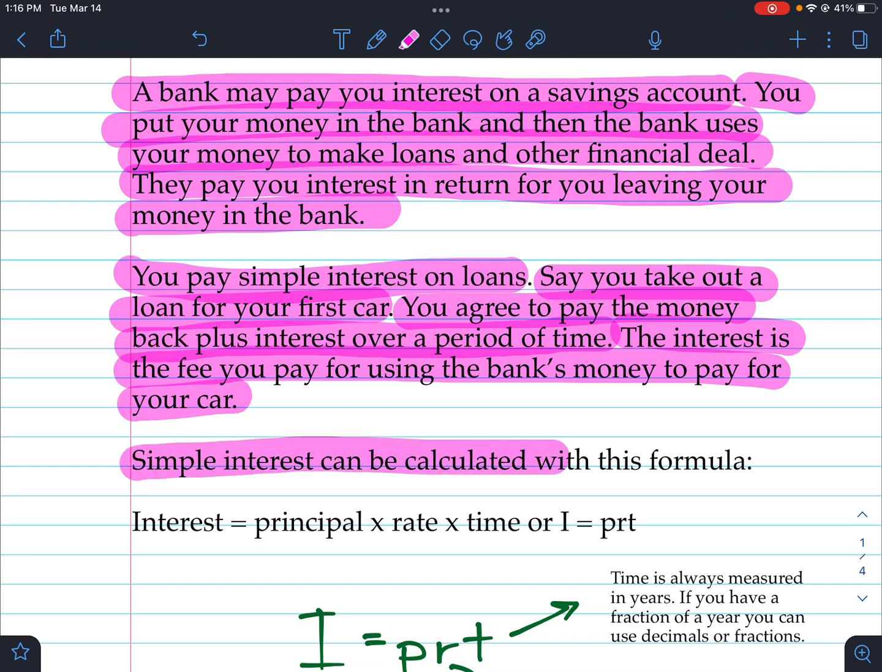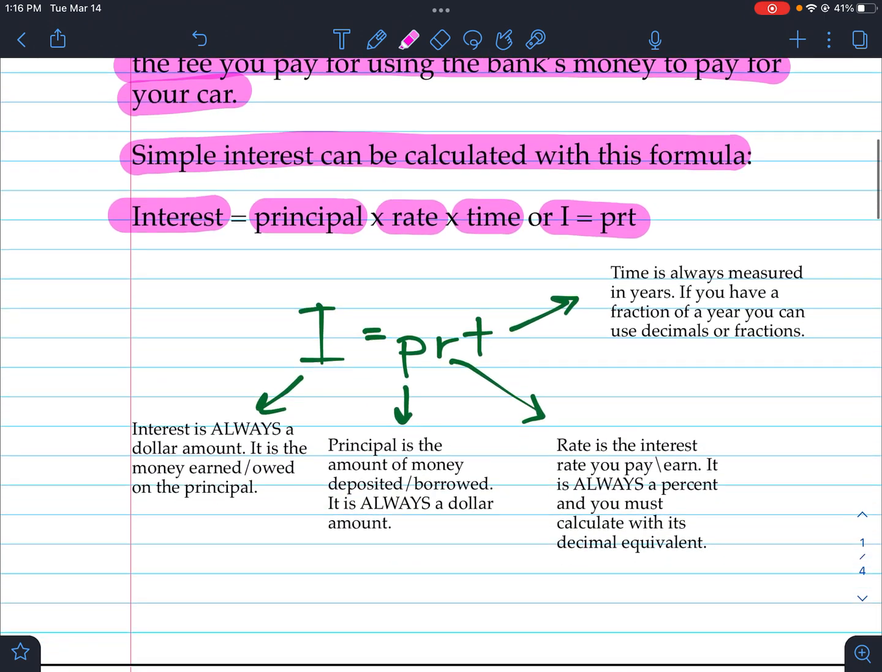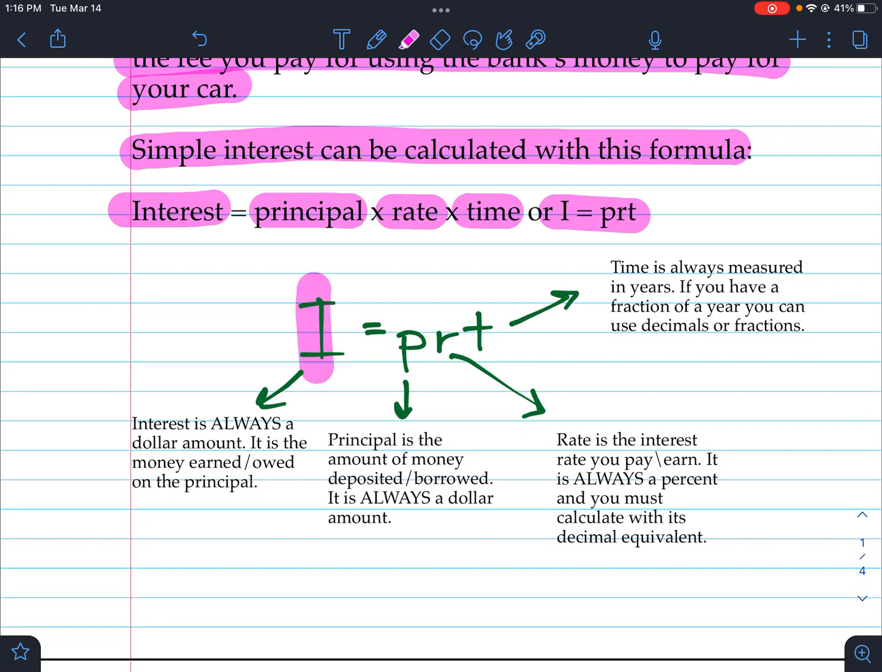Simple interest can be calculated with this formula. Interest is equal to the principal times the rate times the time, or I = PRT. Let's talk about what each one of those things means. Interest is always a dollar amount. It's the money that's earned or owed on the principal. Principal is the amount of money that you deposit or borrow. So if you borrow $5,000 for a car, that's the principal. If you put $10,000 into the bank, that's the principal. Like interest, principal is always a dollar amount.